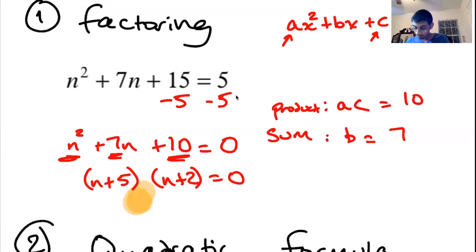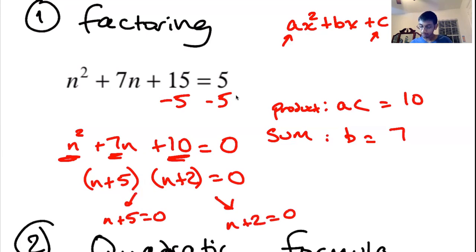I'm going to have one that says n plus 5 is equal to 0, and another one that says n plus 2 is equal to 0. So from there, I'm just going to subtract my 5 on both sides, right? We know the answer would have to be n is equal to -5. And then for this one, it would be n is equal to -2. We have this and we have this, and those are the answers to this quadratic function.